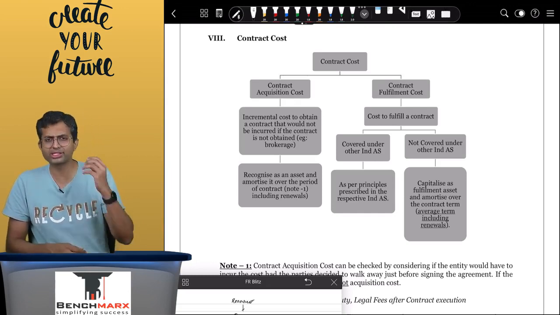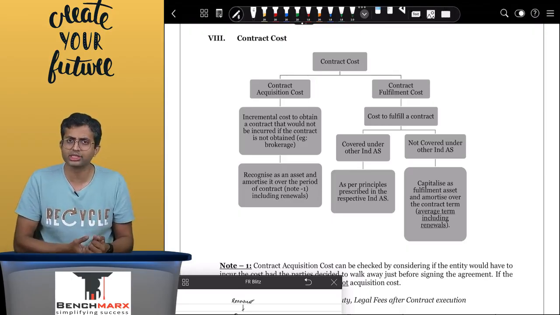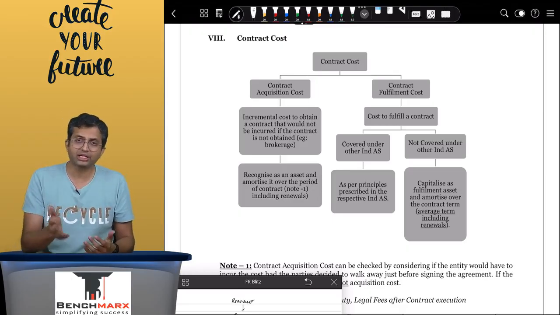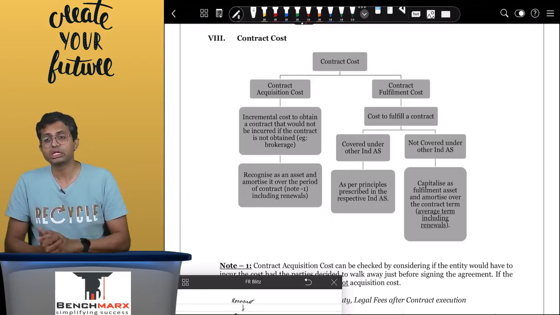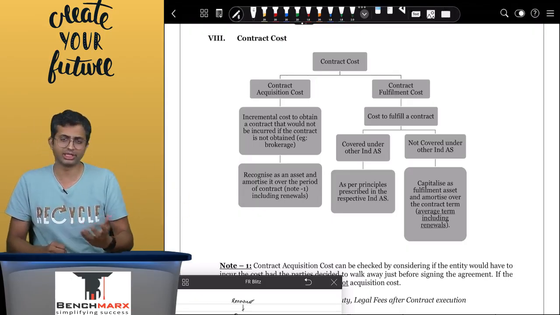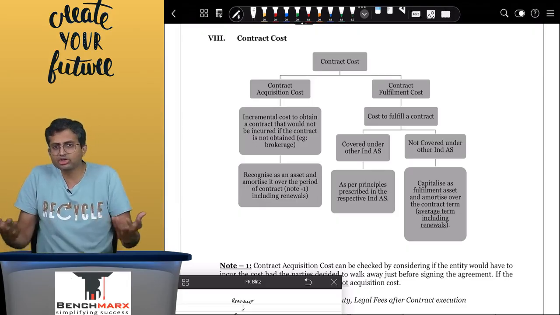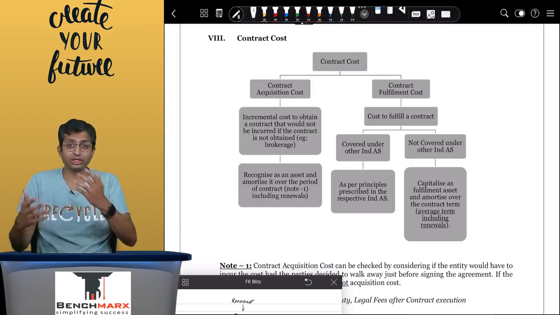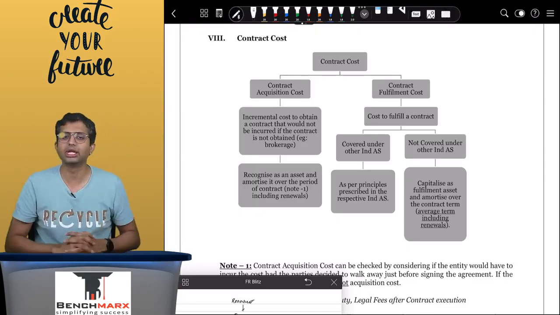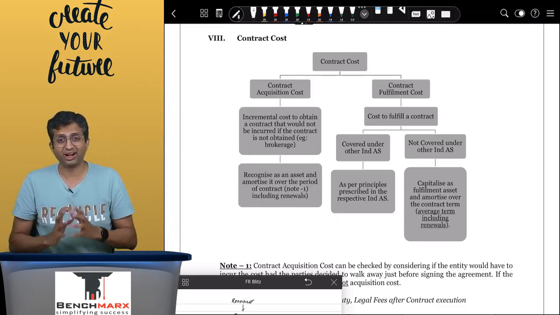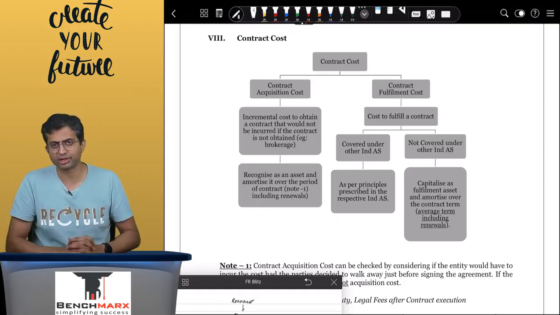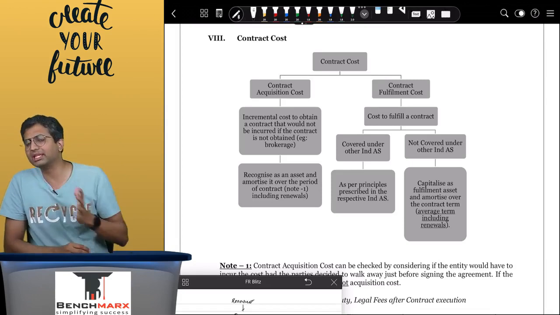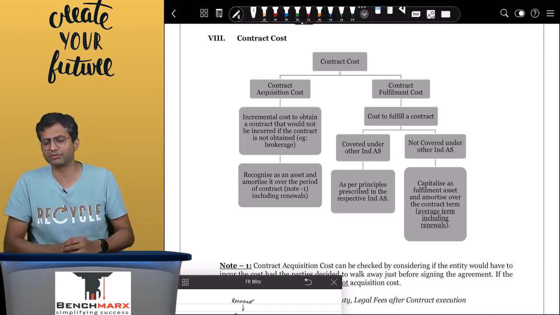Well, the standard says that if you are incurring these costs and they get covered by a separate accounting standard, like computers will get covered under Ind AS 16 PPE, software will get covered under Ind AS 38 intangibles, but data migration and testing might not get covered under any of the standards, and in such cases Ind AS 115 will apply. So if a particular cost is covered by a separate standard, you will account for that cost based on that standard. However, if it is not covered by any particular standard, that is when Ind AS 115 will apply, and you can capitalize it as contract fulfillment cost.